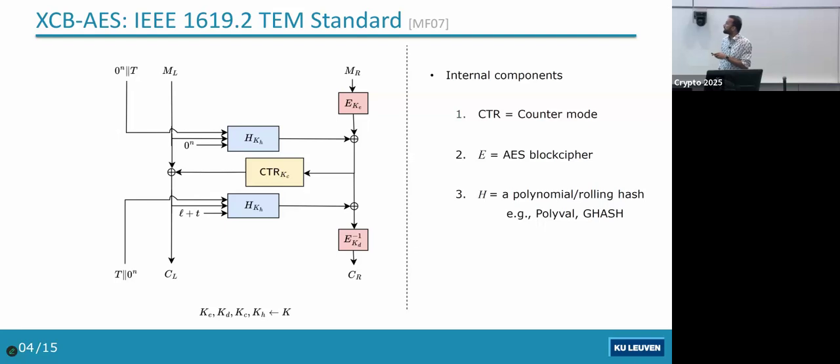These hash functions H here are polynomial hashes. I'll give a very simple description of what it means for a hash to be a polynomial hash. A polynomial hash takes a key and an input, and while evaluating, it breaks the input into small blocks of length the same as the key, and then evaluates a polynomial on the key with these chunks as the coefficients of the polynomial. Let's keep this reference in mind, because this is what we're going to exploit to break the security of XCB AES.